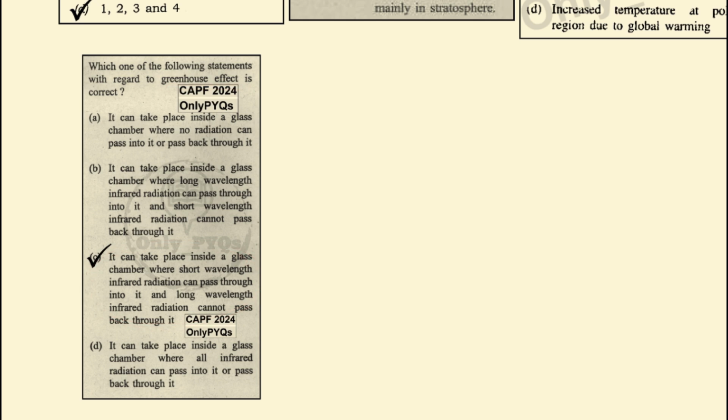And with this, we complete all the questions asked by UPSC on the topic of ozone and greenhouse gas. Thank you.